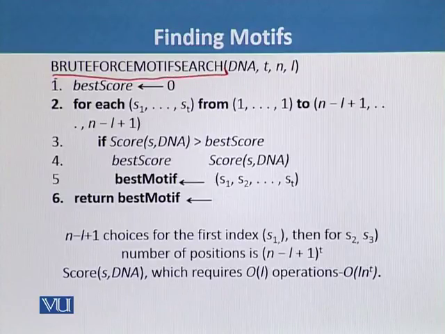algorithm. Here we can see it's a DNA. We have to find the motifs within DNA. T is the number of DNA sequences. N is the size of the motif within DNA. And L is the total size of the DNA sequence. So the first step is the best score. We have to assign it initially as 0, and then we'll start the loop.